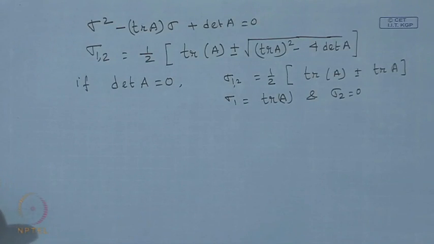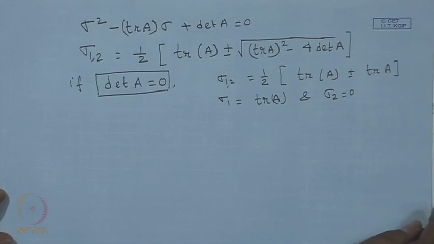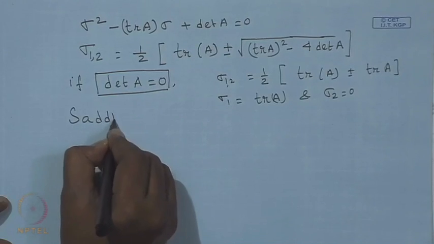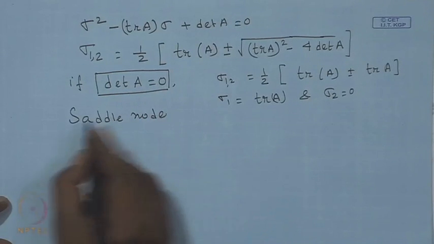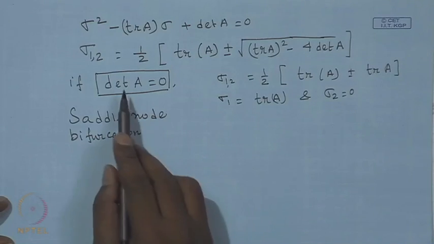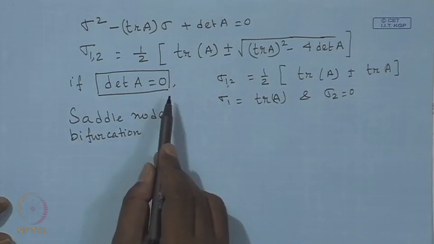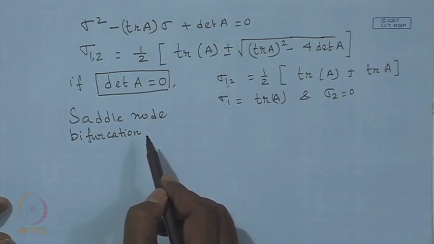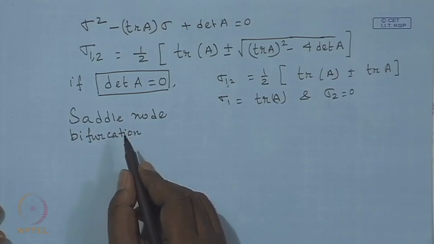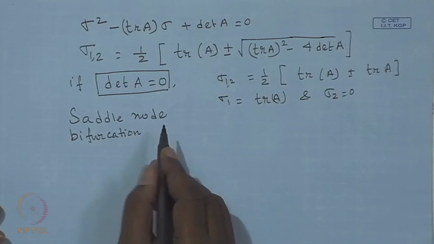What is the condition for one of the eigenvalues to be 0? That is, the determinant of A has to be equal to 0 in order to have a saddle node bifurcation. So, this is the point of saddle node bifurcation. The condition is determinant of A should be equal to 0, and by setting this condition, one can get the appropriate condition on the system parameters, so that one can get a saddle node bifurcation point and can identify it. So, that is the saddle node bifurcation.